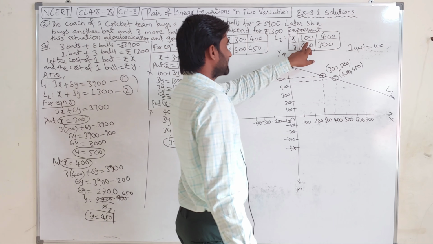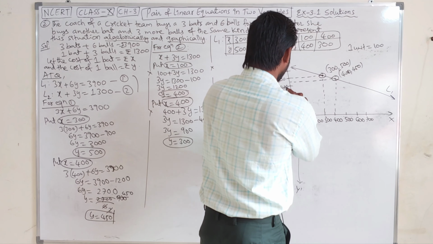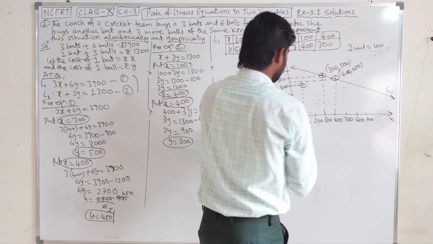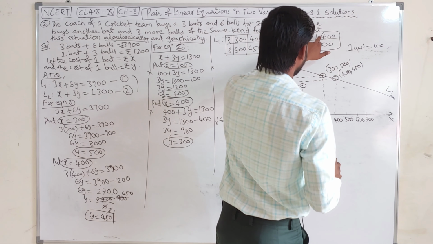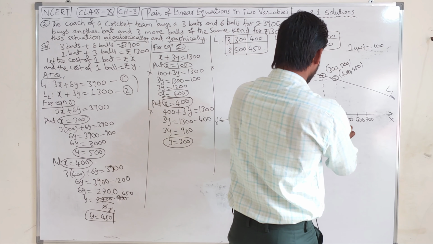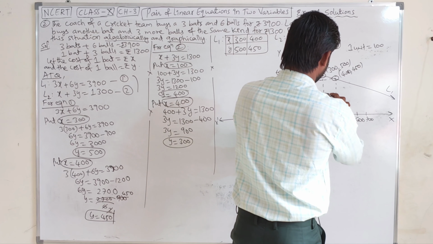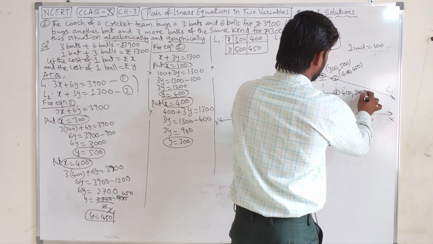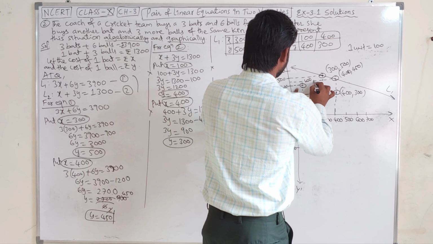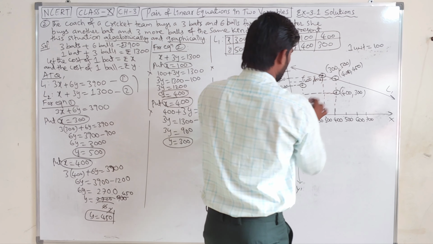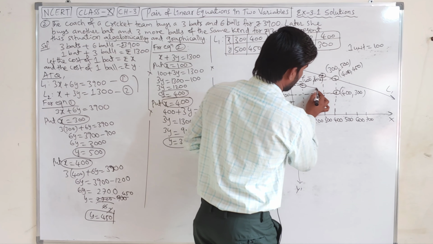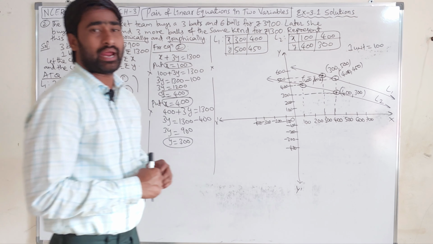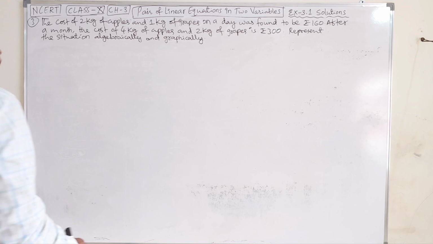Next, equation 2. When x is 100, y is 400. This point. Next, when x is 400, y is 300. This point. Now let us join these two points. We will get one line like this. So this is the line for equation 2. Okay, students, so this is the third question.